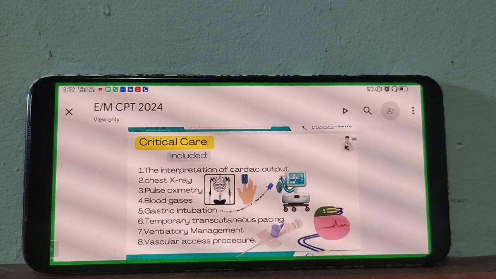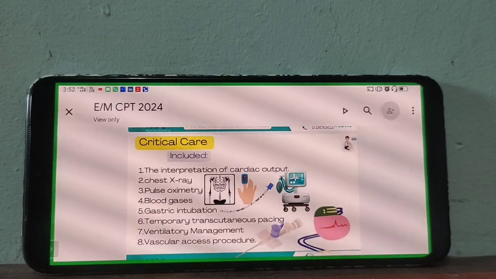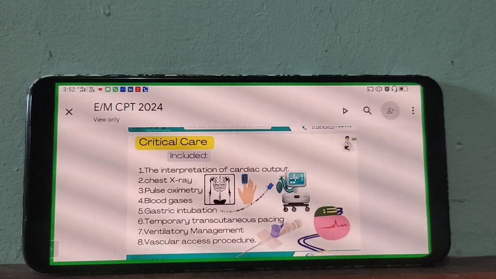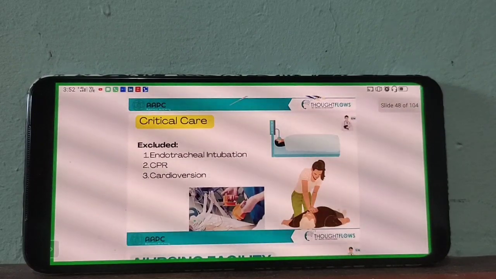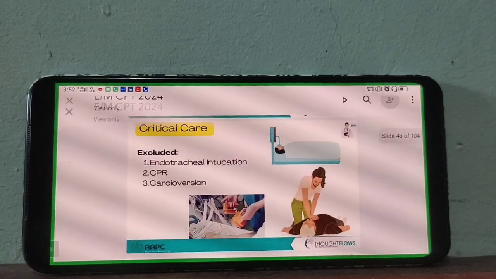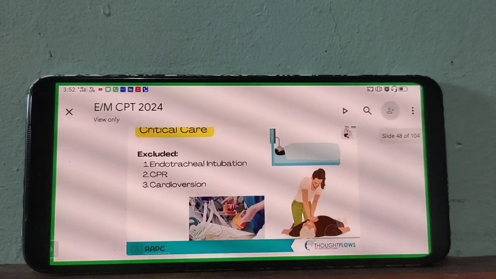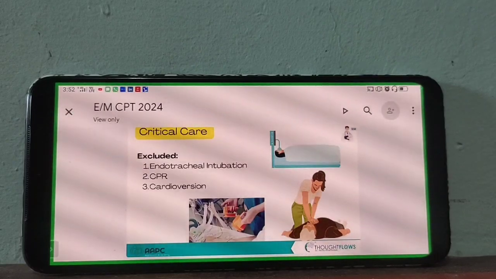Shall we move to the next? Okay, ma'am. Okay. So vascular access procedure is nothing but accessing a particular vein for infusion by using a port. Then this is an excluder service. Excluder means we have to report it separately. These services are not included with critical care.